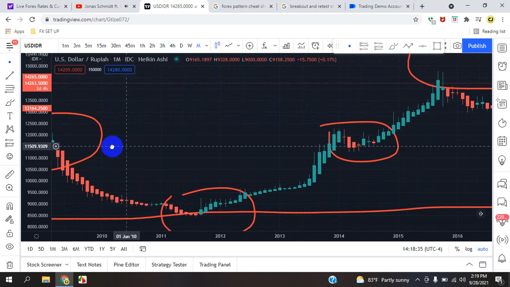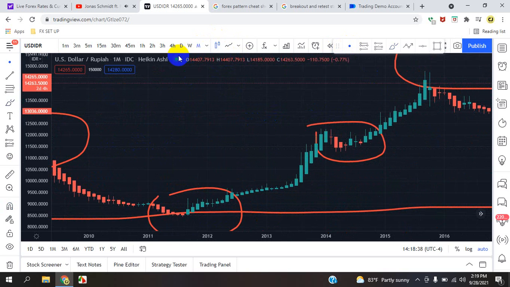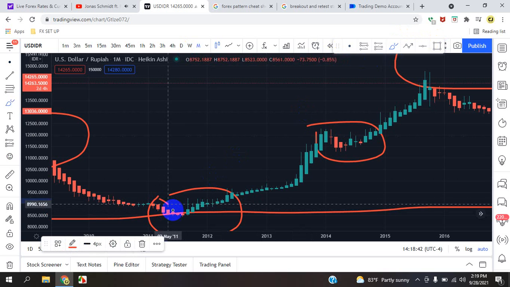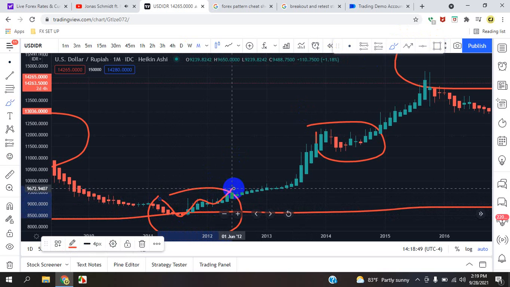So we got another pattern in this area. Let's draw it out so we can see what it is. So we got a first leg, second leg, third leg at the retest, and then we got that fourth leg. So that's a W. And the retest is all these candles here.